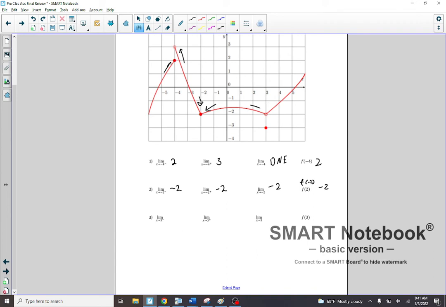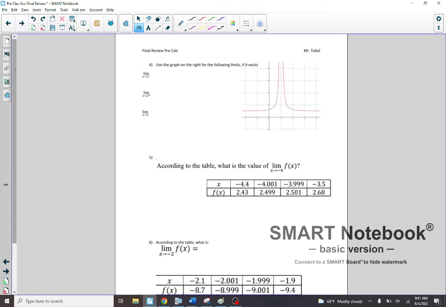This one, going into 3. From the negative side, it looks like I'm landing at negative 2. Coming from this side, looks like I'm landing at negative 2. Overall, I'm landing at negative 2, but my solid dot actually exists at negative 3. Remember, the limit has to be the same on both sides.